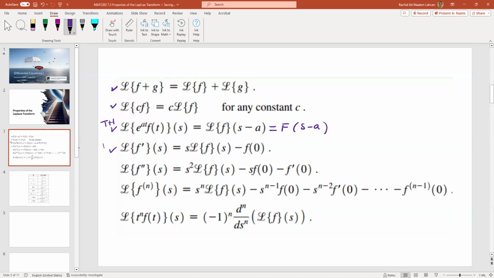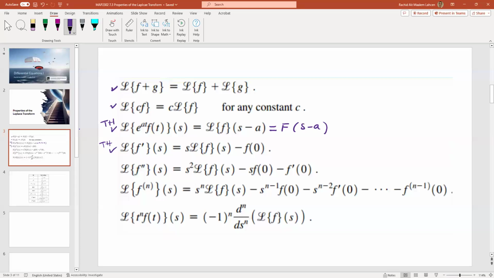All right. This is also another theorem. This is also a powerful one because, as you see here, the Laplace transform of a derivative switches to the Laplace transform of a function. And you see the s.